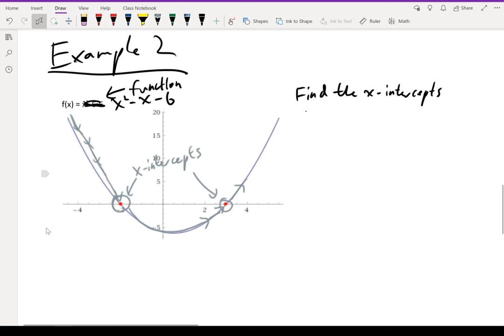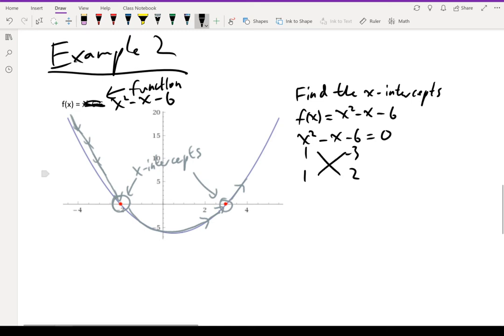So if we look at this, f of x is equal to x squared minus x minus 6, we can set this equation equal to 0. So we would do x squared minus x minus 6 equals 0, and we would solve it normally. We have -3 and 2, and then this will be x minus 3 and x plus 2 equals 0. And then we would say that x is equal to 3 or negative 2. That is here and here. So that is finding the x-intercepts.